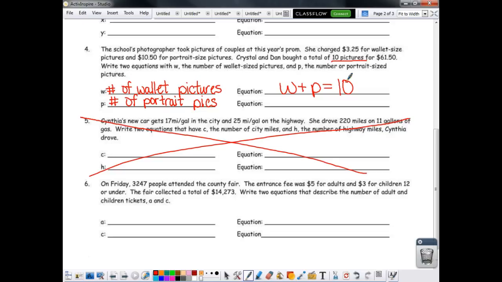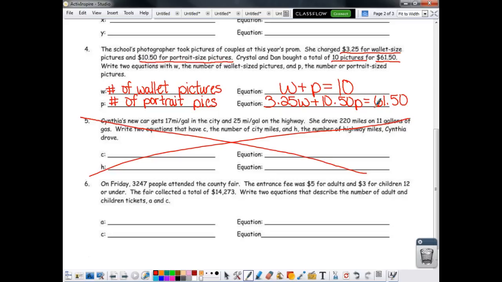And then, what should the next one be, Raul? 3.25W plus $10.50P equals $61.50. Good. So the wallet pictures cost $3.25 and the portrait size cost $10.50. And then together they spent $61.50. Now, since we're writing equations, we can figure out how much they bought of each. That would be the solution, right? Does this make sense? You see how we kind of did this already, except we're just adding that extra equation.